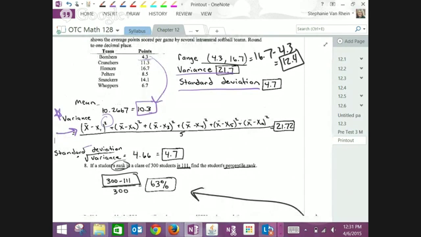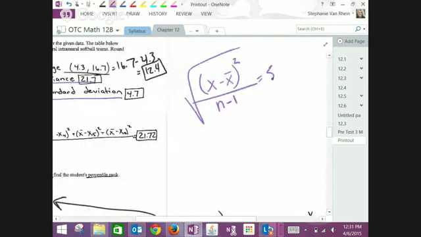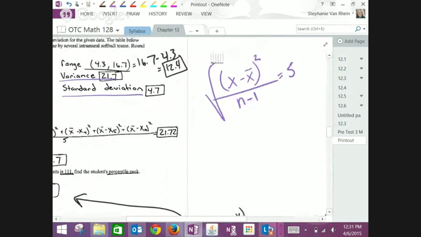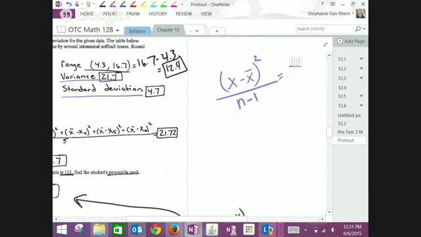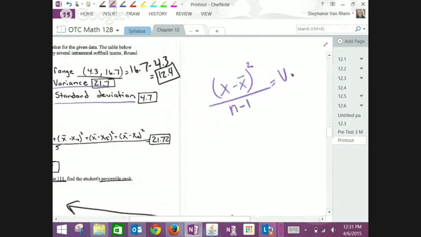So the book formula is x minus x bar, but it doesn't really matter the order because you square it, divided by n minus 1, and then you take the square root of that. That is the standard deviation. Before you take the square root, that's called variance. The variance doesn't give you much as far as application. You want to always use standard deviation for application. And the square root of variance is standard deviation.